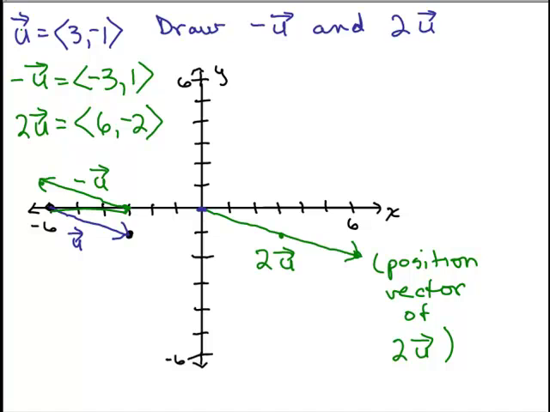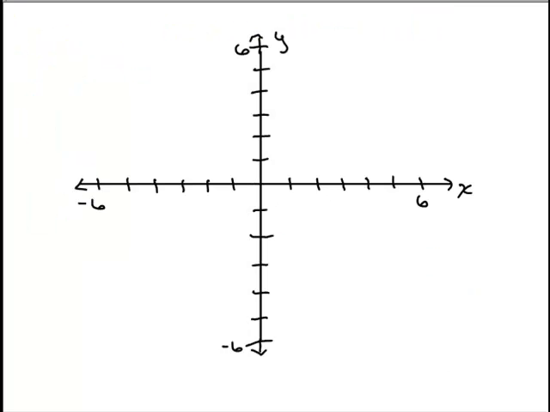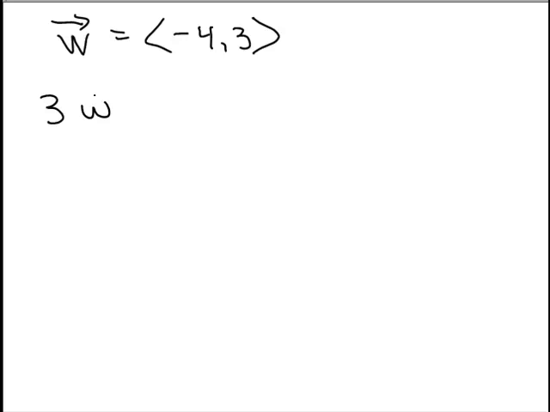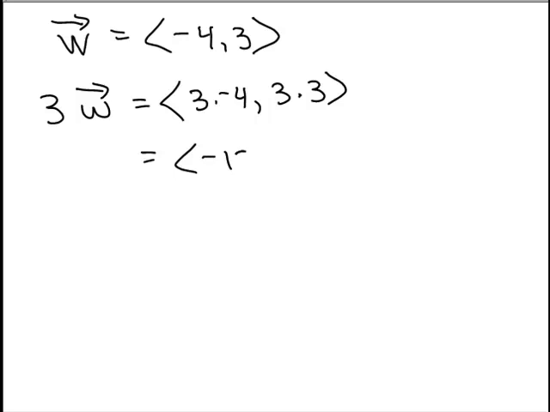So let's do another problem. Let's take w equals negative 4, 3. So what would 3w be? It ends up being 3 times negative 4 and 3 times 3. So it's negative 12, 9.